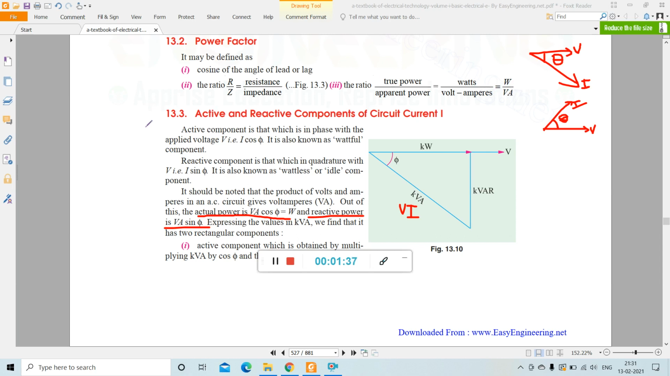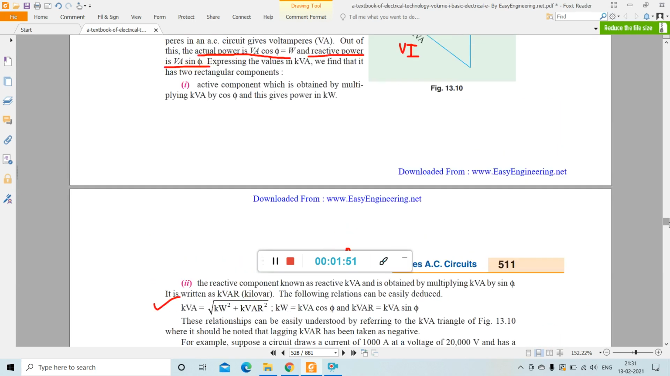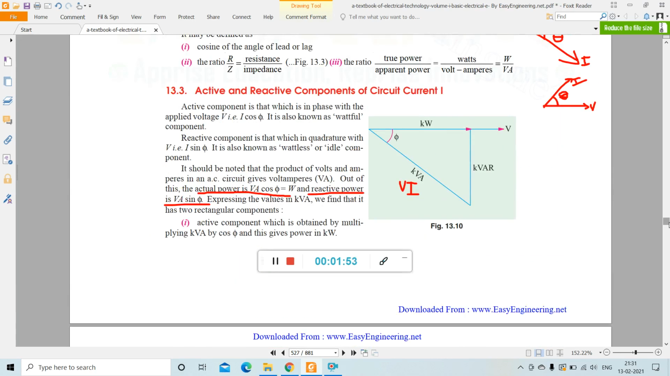The next part is the active and reactive components of circuit current I. Let's consider this is the voltage reference line. Here this is the current line, the current phasor. The angle between the voltage and current phasor is phi. This is the lagging angle.